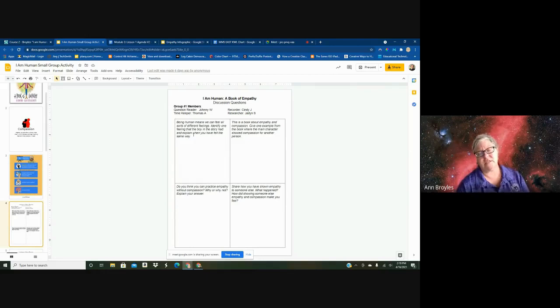And then the last one is going to be, share how you have shown empathy to someone else. What happened? How did showing someone else empathy and compassion make you feel? So take some time. Now, we've talked about it. When we get back in there, it's going to be important that the question reader read those questions again, because I'm sure when you get back with your group, you're not going to remember exactly what we said.